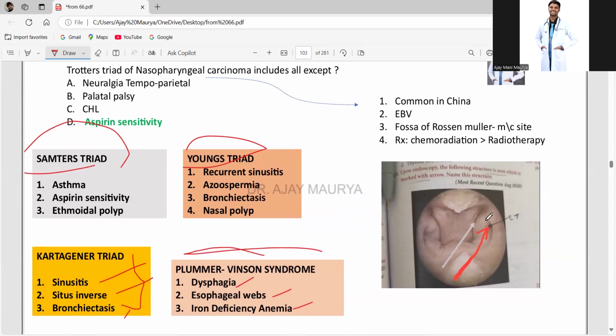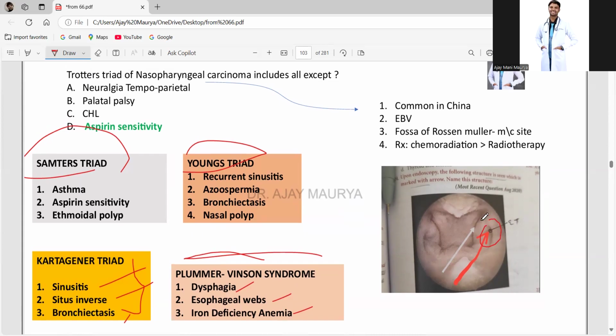From here, what is this? This is the fossa of Rosenmuller. This is the esophageal. I will tell you, guys, this one is the ET tube. But here, remember this one. This one is the fossa of Rosenmuller.